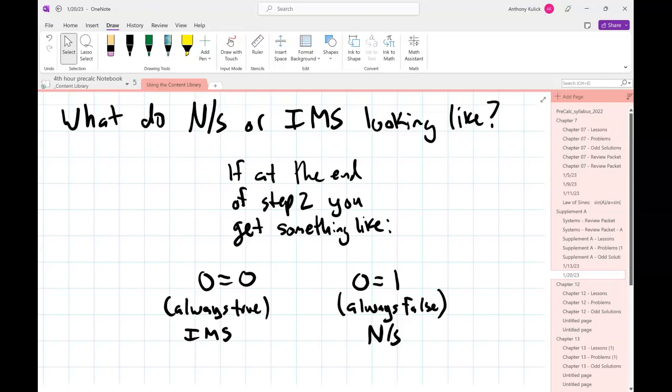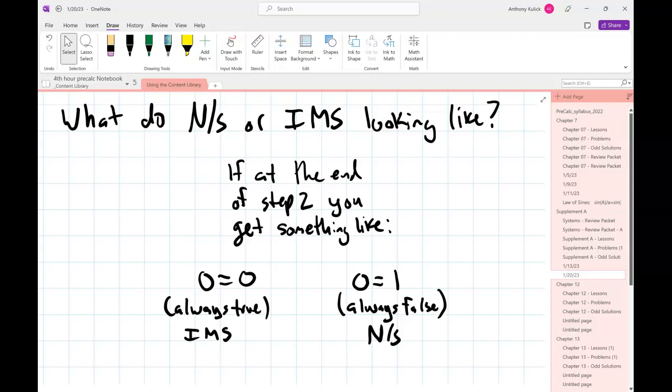Now, when I say something like 0 equals 0, what's another thing you could have gotten other than 0 equals 0? Like 1 equals 1, 2 equals 2, 17 equals 17. Something like that, right? When I say something like 0 equals 1, what else could you have gotten? 2 equals 3, 7 equals 57. Some other piece of nonsense, something that's always false. It doesn't have to be exactly 0 equals 0 or 0 equals 1, but something like that. Does everybody feel okay about that?